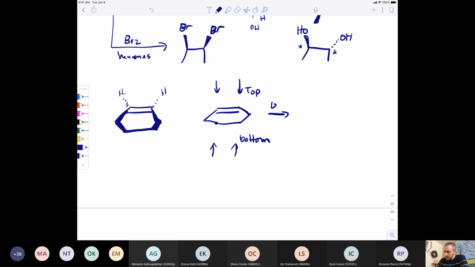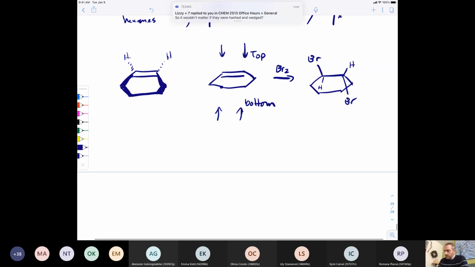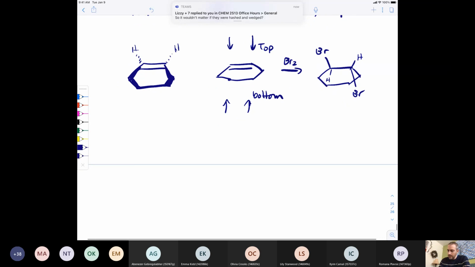If you reacted that with Br2, you would end up with something like a Br up there and a Br down there, the other positions being hydrogens. Whereas if you added syn, it wouldn't matter if they were hashed or wedged. Right, so I've kind of drawn it with that perspective.